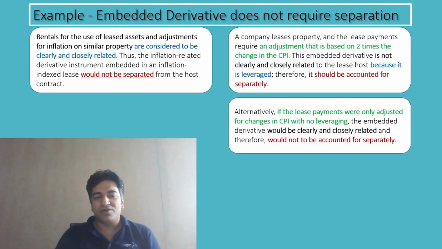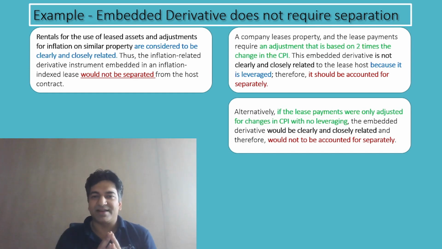So guys, let us now look at an example where embedded derivatives do not require separation. Rentals for the use of leased assets and adjustments for inflation on similar kinds of properties are considered to be clearly and closely related because it's a similar property. So the risk characteristics are closely and clearly related. Thus, the inflation related derivative instrument embedded in an inflation index lease would not be separated from the host contract.